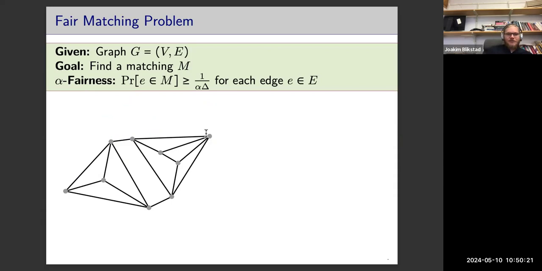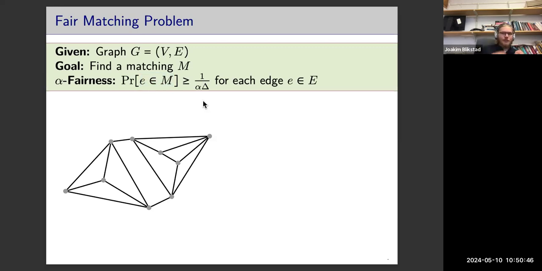You're given a graph, which will arrive in an online fashion, edge by edge, and the goal is to find a matching here. But what do we want about the matching? We want it to be fair, so that we pick each edge with roughly the same probability. Ideally, you have alpha very close to 1, so you want to pick each edge in the matching with probability 1 over delta.